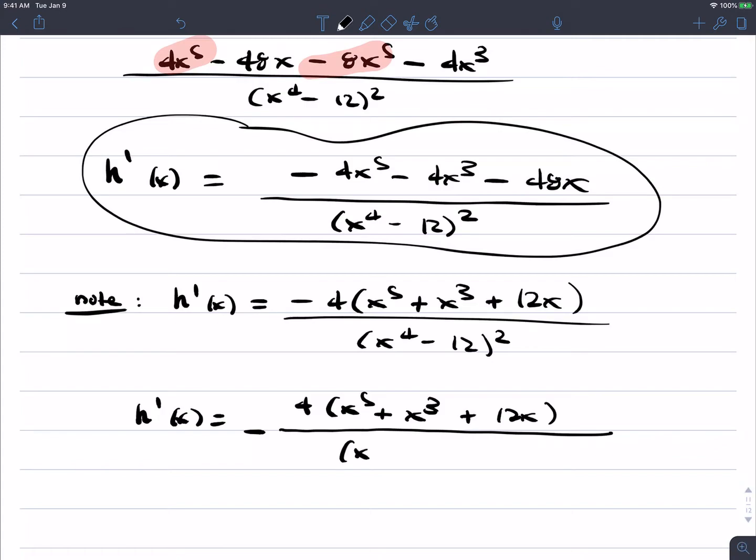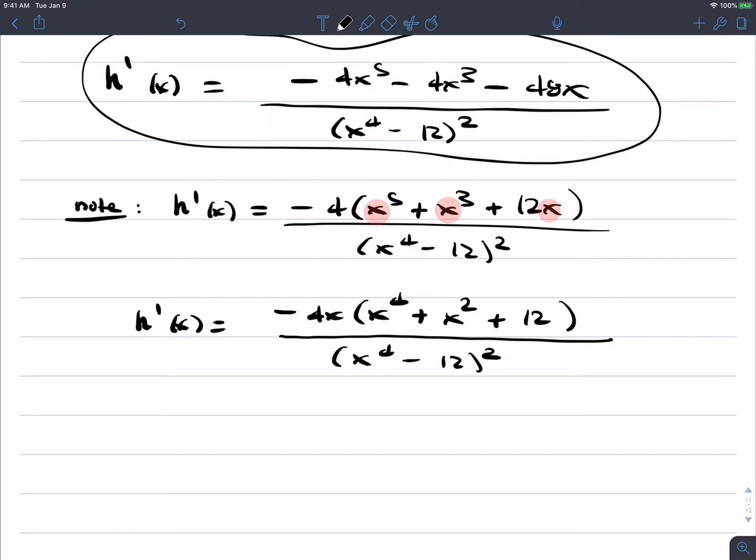Now you might say, couldn't we factor out? Because if you take a closer look, can't we just factor out the greatest common factor? Can't we factor out even an x term? And you're right. So you can have minus 4x times x to the fourth plus x squared plus 12, over x to the fourth minus 12 squared. So you can see this as an answer as well.